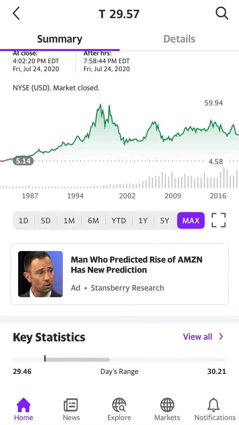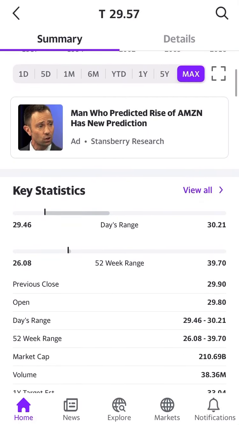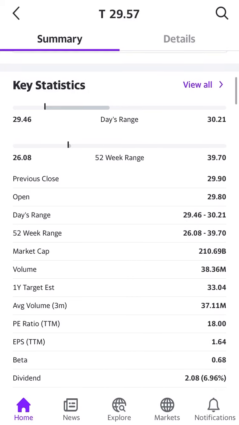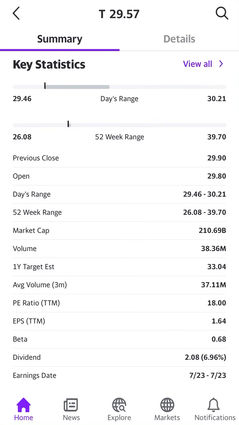As you can see when you look at those graphs, please pay attention to that, because depending on your goal, if you're going short term or long term, that should dictate which graph you want to look at. Moving on down here, we get to the day range. This is basically telling you the range the stock traded in for this particular day. And then the same for the 52-week range, which is about a year. Moving on down again, the previous close from the prior day was $29.90. It opened up at $29.80.